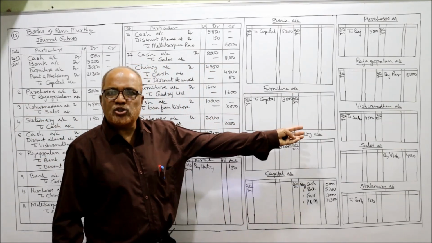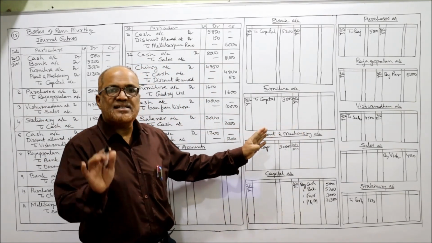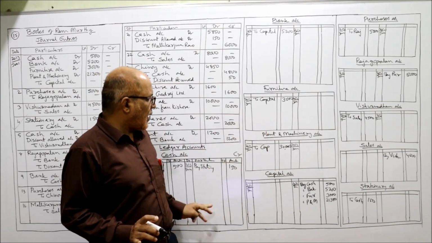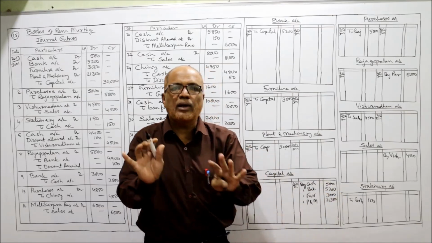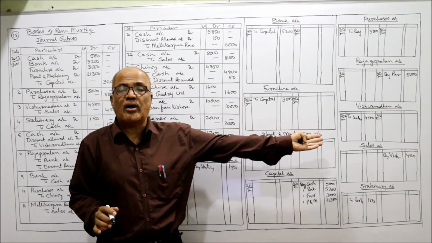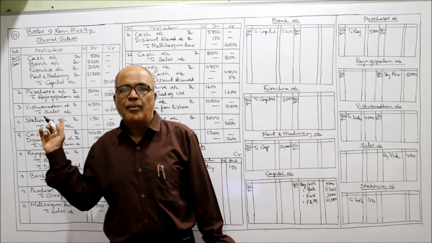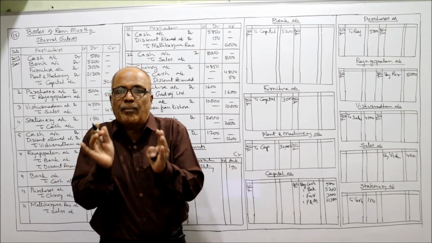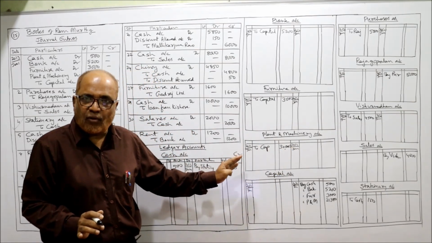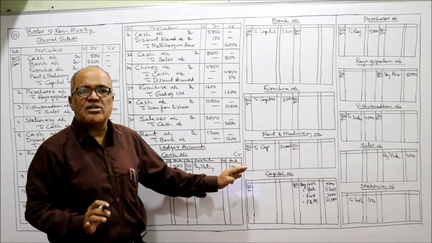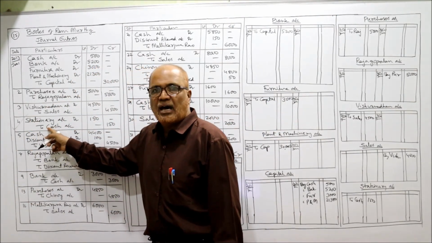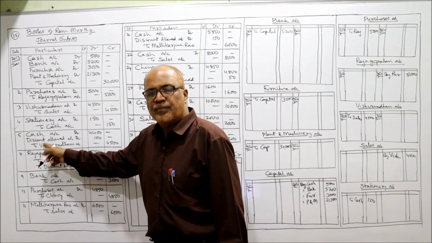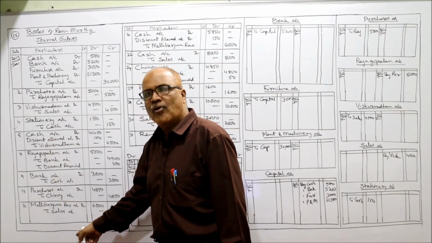Because I don't have the space on the board, that's why I have written a sample of 10 accounts. Only 10 accounts I have opened. Still many more accounts are there in this problem, but I don't have the space, so I'm not writing. Whatever steps I'm following now, the same steps you have to follow for other transactions. Up to the 4th transaction I have completed. From the 5th transaction, you have to make the posting the same way.